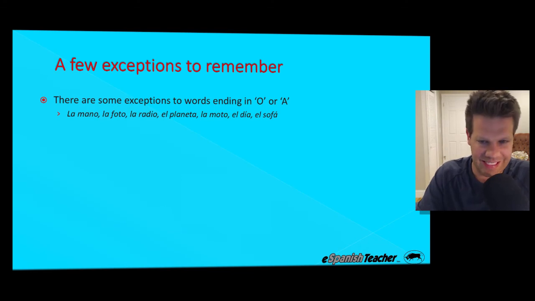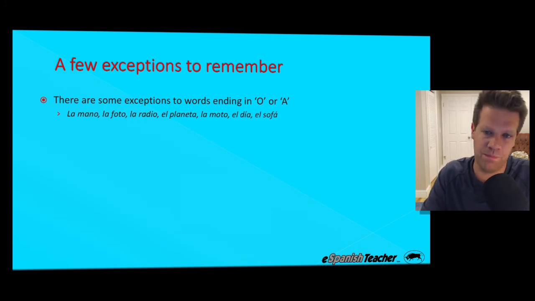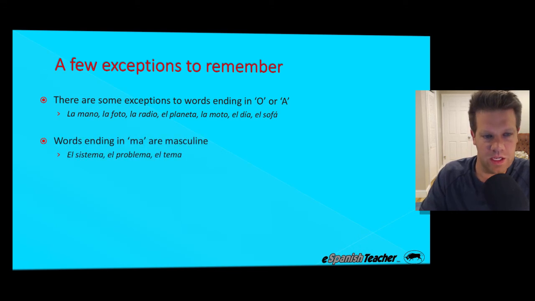El dia, so dia is one of the most common words. It means day, and it is a masculine word, even though it ends in A. And finally, el sofá, which is couch or sofa. It looks like it's feminine, but it's not. It's masculine. Here is another hint. Words that end in MA are masculine. These are Greek words, meaning they come from the Greek language, and in Greek they're masculine, so in Spanish they are masculine. El sistema, el problema, and el tema.